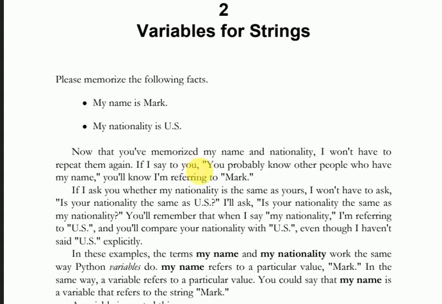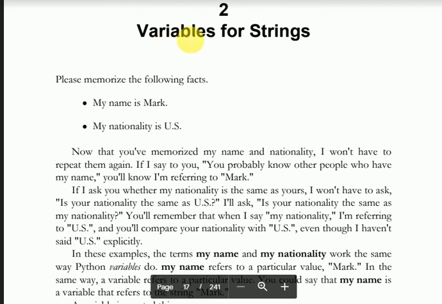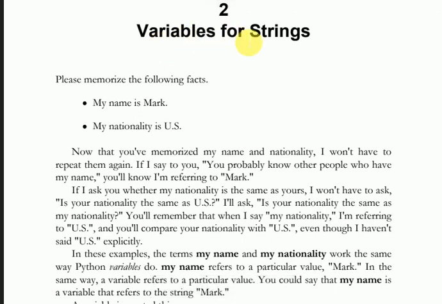Okay friends, now we are moving towards chapter 2. Chapter 2 is about variables for a string. So first of all, I want to explain what a variable for a string is. A variable is basically a placeholder where we can store changeable values, right?